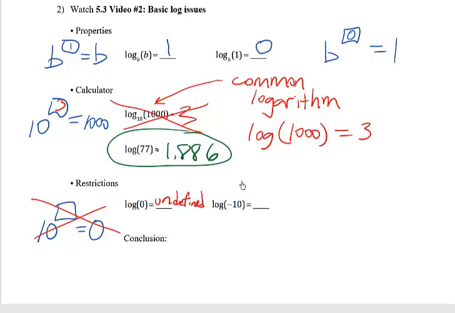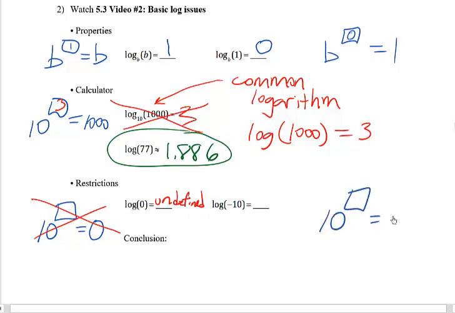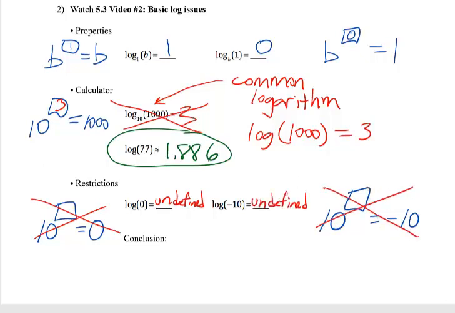A similar thing happens with the second guy. This would mean 10 to the I don't know equals negative 10. Well, you can play around with exponents all day. We never learned about any kind of exponent that could take a positive number and turn it into a negative number. It's impossible. It just doesn't exist. And so this second guy as well is undefined. You can try these problems as well on your calculator if you like, and you'll see that the same thing happens. What's the moral of the story?